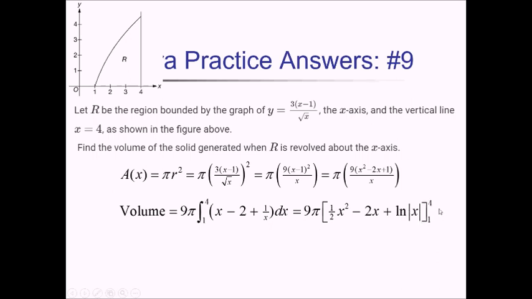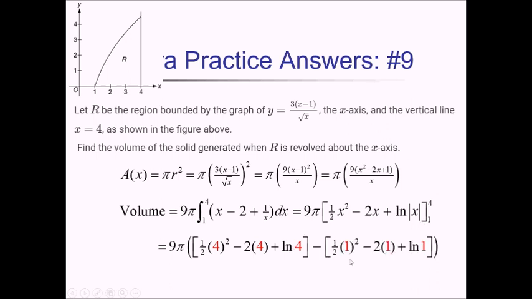Still evaluating from 1 to 4. So I've got a 9 pi outside, and I've got all of this stuff with 4 plugged into it, minus all of this stuff with 1 plugged into it. And if this is the real AP exam, then I'm stopping here. This is all constants. Even this ln stuff is considered a constant. So if you got all constants, you're done.